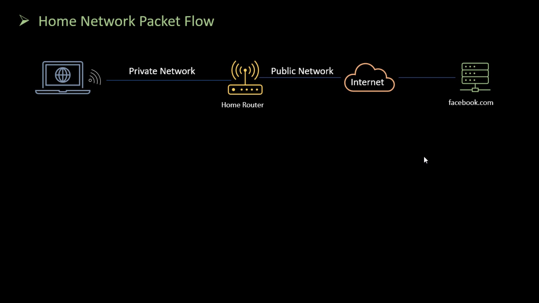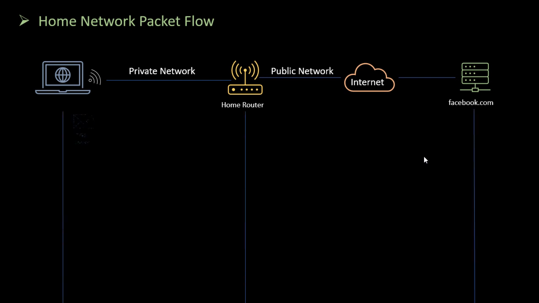Let's say you have your laptop connected to your home router, either through a wireless connection or through a LAN cable, and then your home router is connected to the public network, that is your internet, and we have facebook.com hosted over the internet. So let's say in your browser, if you try to open facebook.com, what is going to happen? This is what we are going to discuss today, right?